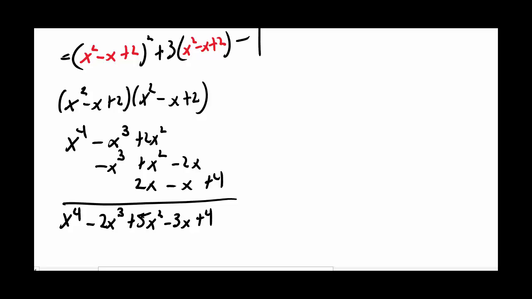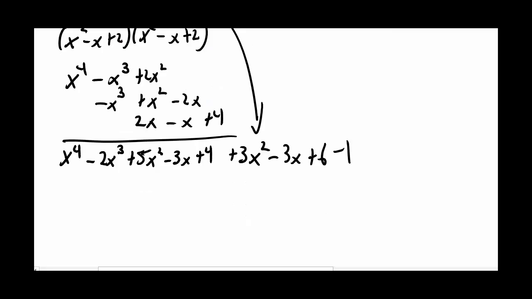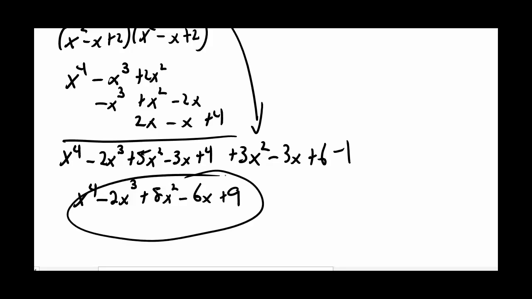But that's just the squared piece. Then I have the rest of that I'm just going to drop down. So plus 3x squared minus 3x plus 6 minus 1. Let's look for some like terms. So x to the 4th minus 2x cubed plus 8x squared minus 6x plus 10 minus 1, so plus 9. Okay, so that's our f of g of x, that first piece.